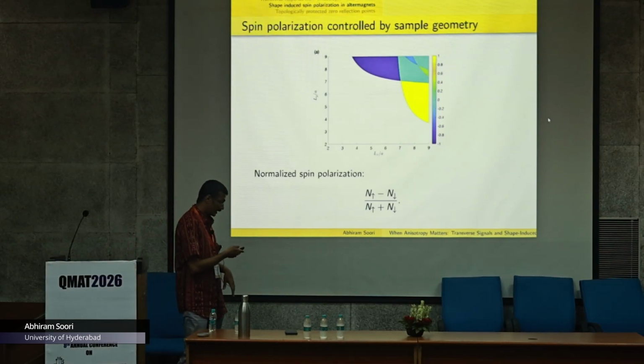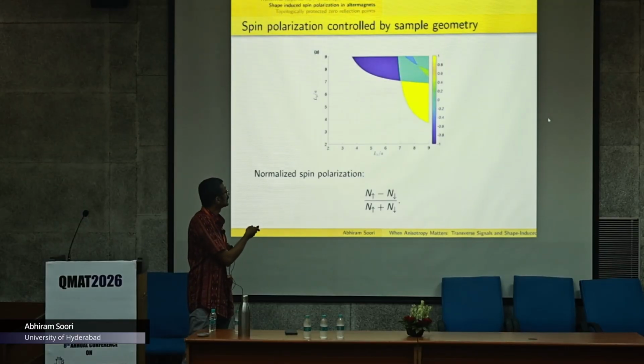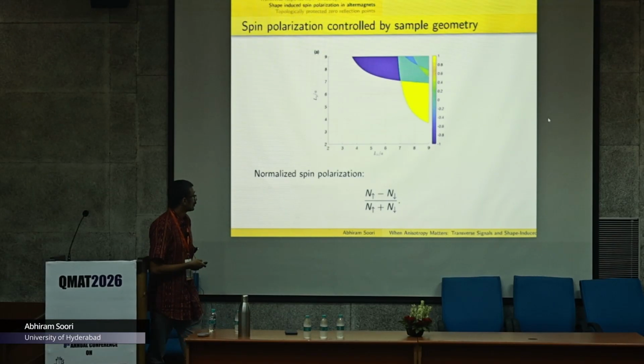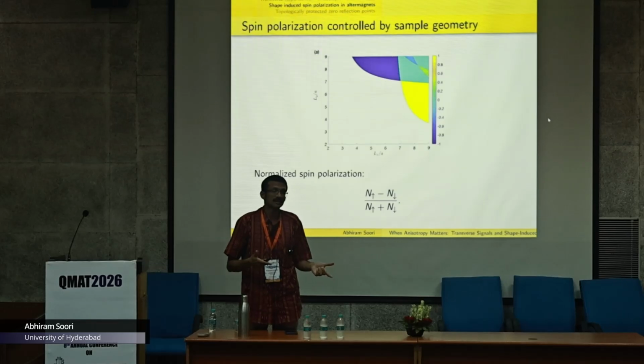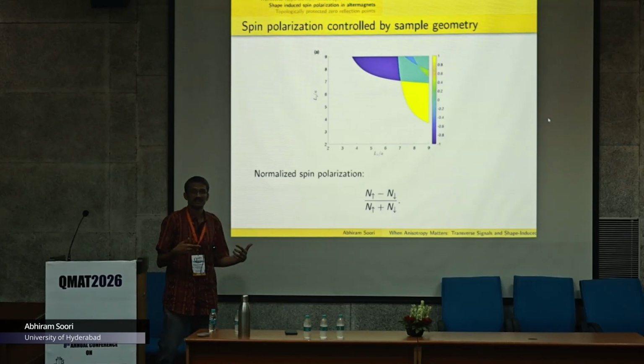This bright yellow patch tells us that it's fully up spin and no down spin, and this dark blue patch says that it's fully down spin but not up spin. But along the diagonal, which is basically Lx equal to Ly, you will get zero net spin polarization. Okay, this is fine, there's net spin polarization in a rectangular strip of altermagnet, but then the question is, how can you measure it if it's there?